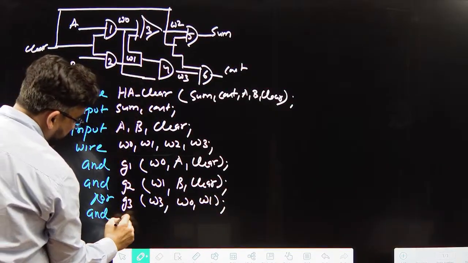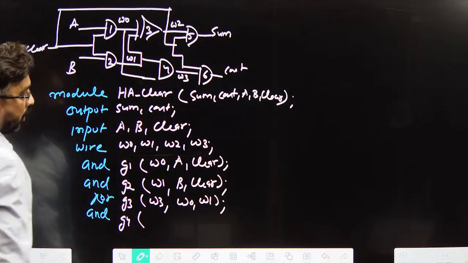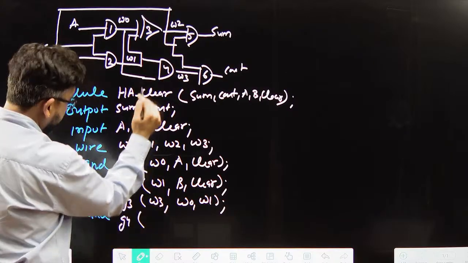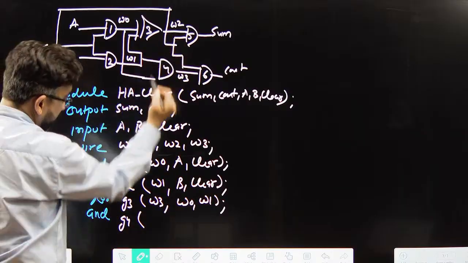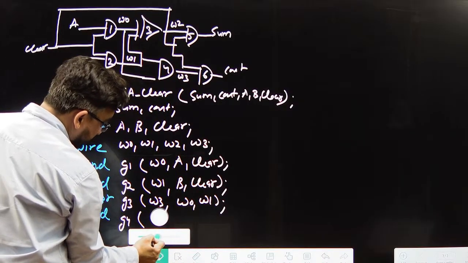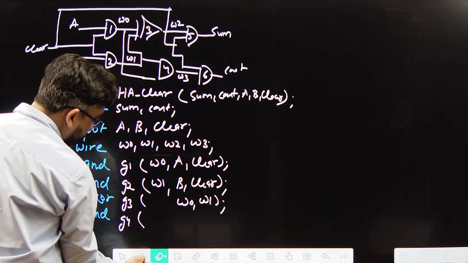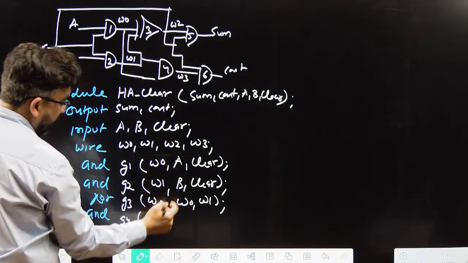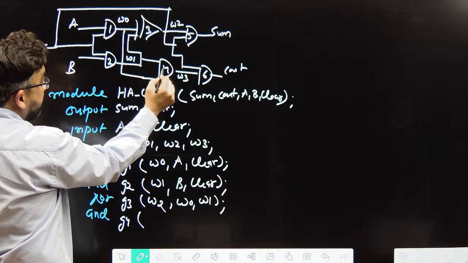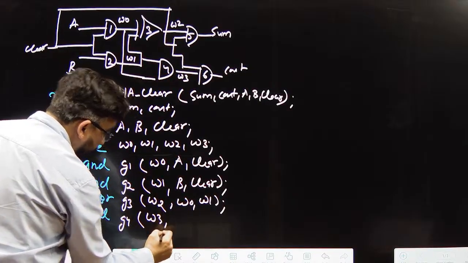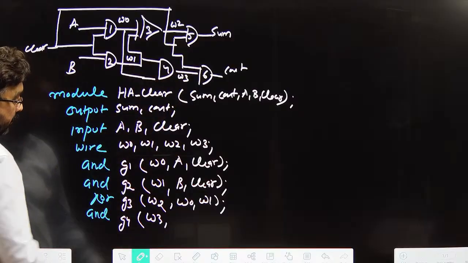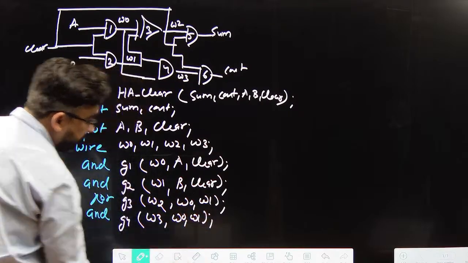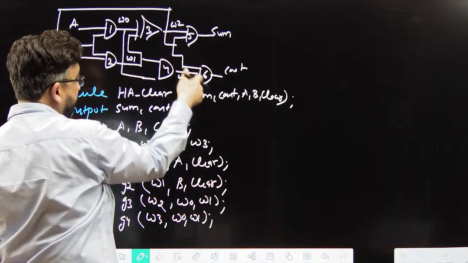And this is my AND4, G4. What is my output? Output is, sorry, W3. Oh, sorry, I mentioned here wrong. This is my W2. Okay, this one, and comma. This is gate 4, W3. And now what is my input? W0 and W1. Correct? Now I will call gate number 5 and 6 here.